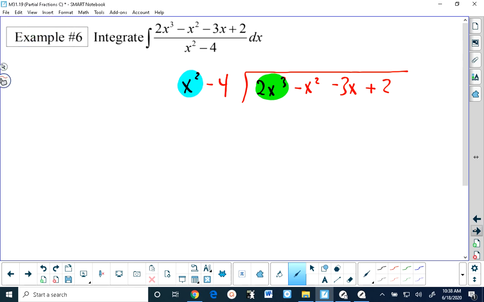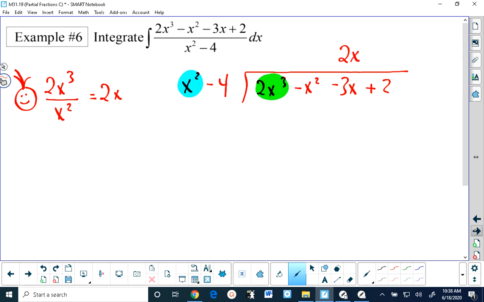So the first step of stage 1 is for us to ask ourselves, what is it we get when we divide 2x cubed by x squared? Well, what you get is 2x. And I need to write that 2x in the column of similar degrees.